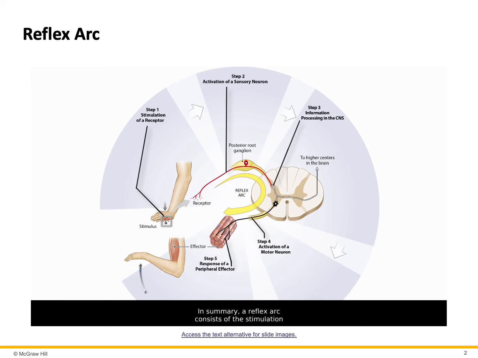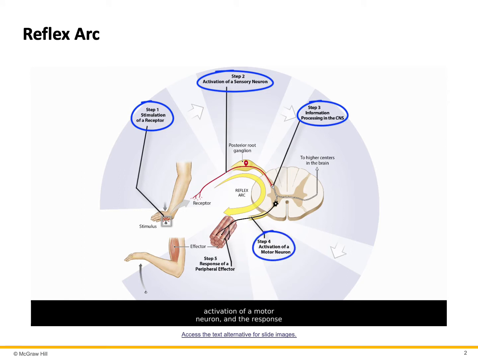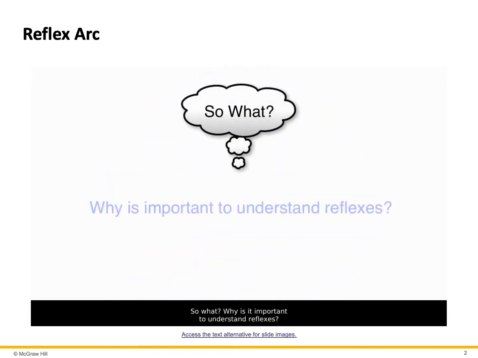In summary, a reflex arc consists of the stimulation of a receptor, activation of a sensory neuron, information processing in the central nervous system, activation of a motor neuron, and the response of a peripheral effector. So what? Why is it important to understand reflexes? Well, reflexes are incredibly important because they don't require you to pause and think.